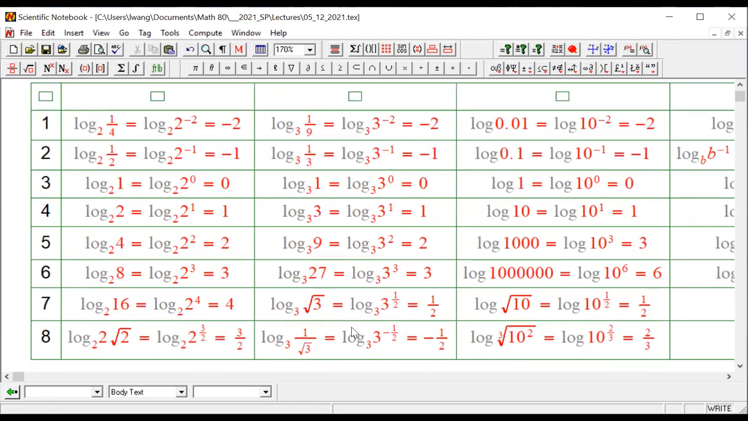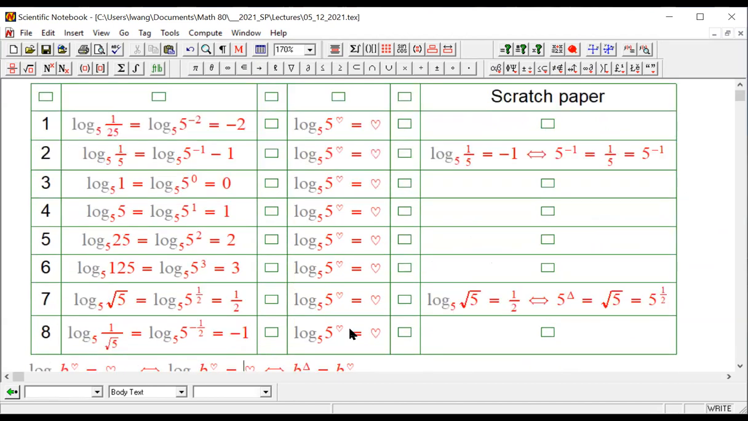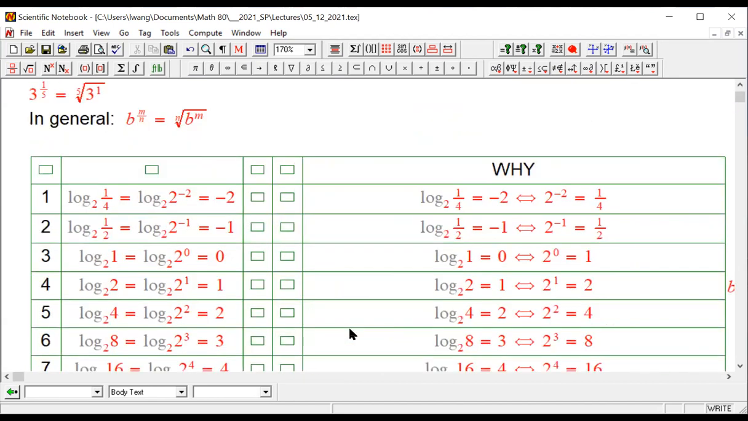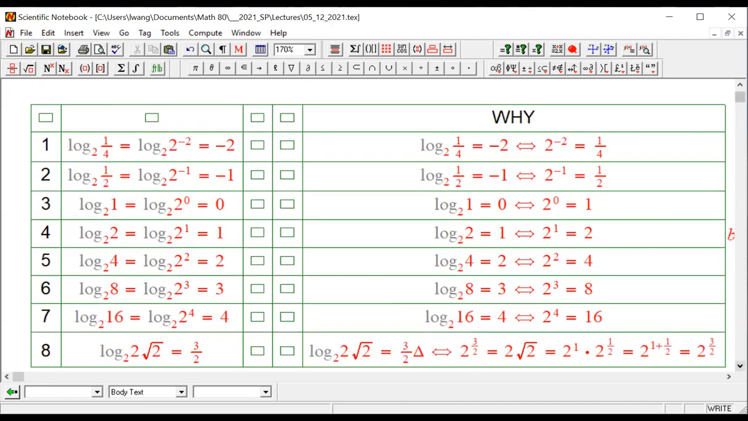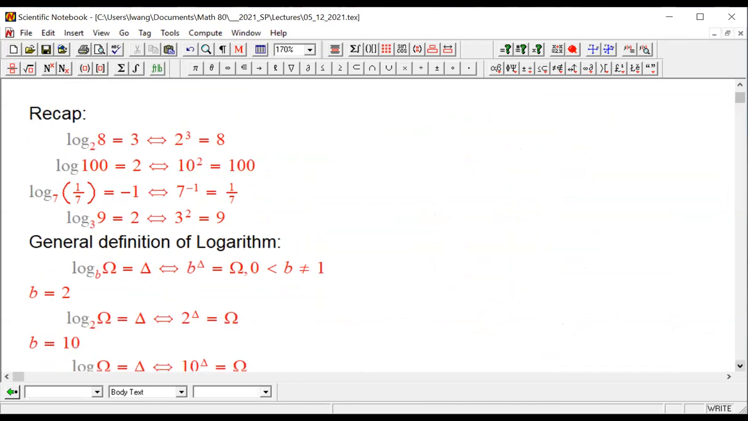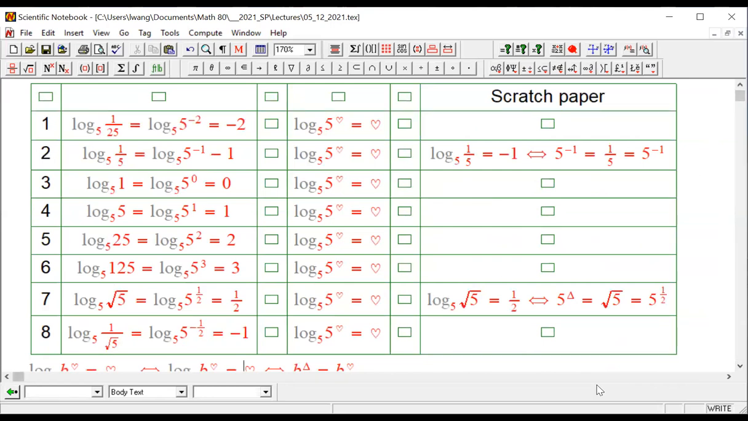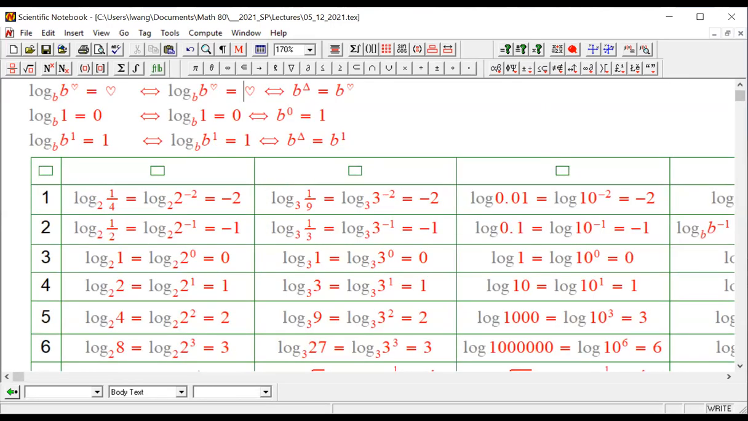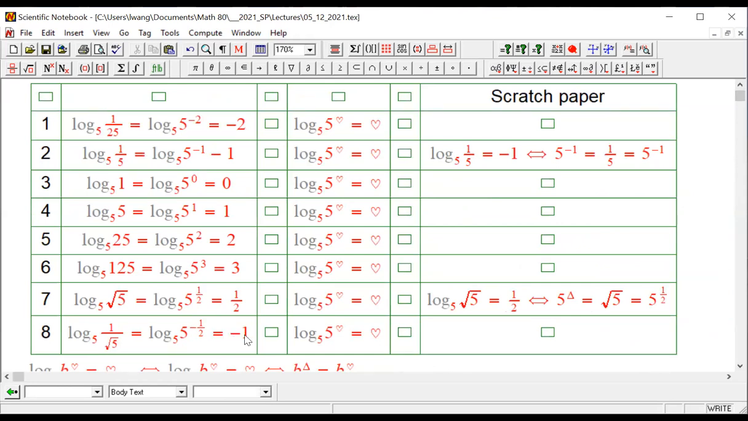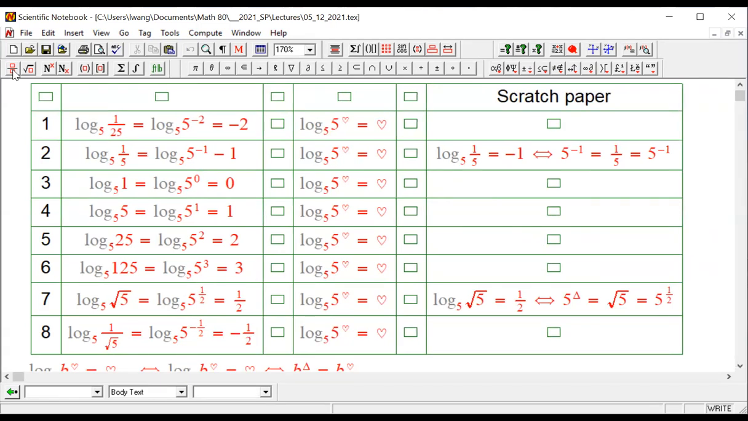Okay, negative half. We're working on the 5. Negative half, right here. Do you guys see that?